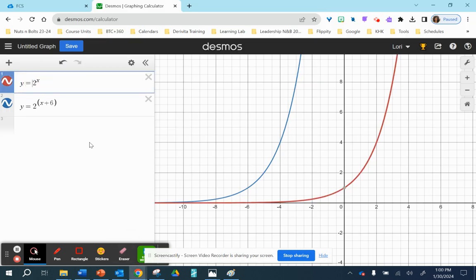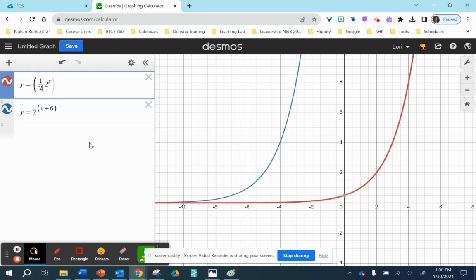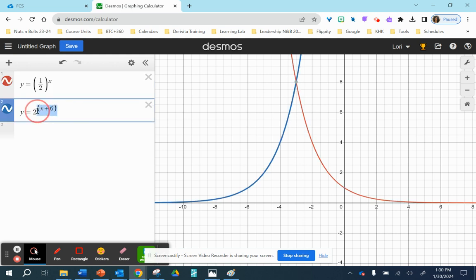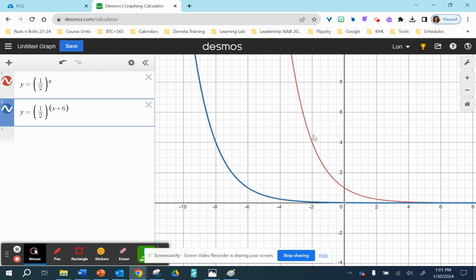So now we're going to change this, and because our base is a fraction, we must use parentheses. So I'm going to copy this. So that's our parent function. I'm going to copy that just to make it easier. Paste it. But we want to show a movement where h is -6. So again, I have to use little parentheses and say x minus -6, which is really x plus 6. And you could see that shift 6 units left.